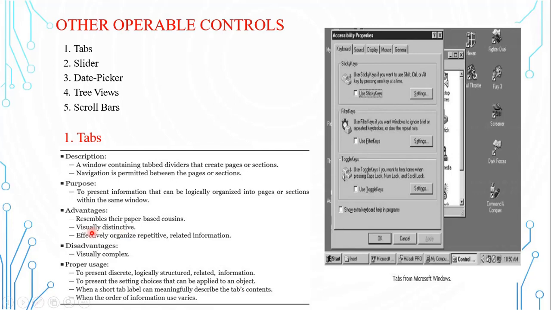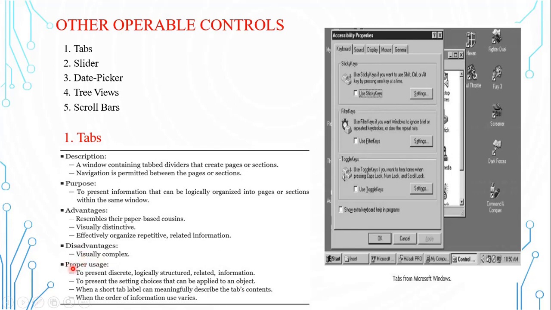You can look into the keyboard tab, next the sound tab, next the display tab, like this. You can go on looking into different information. It effectively organizes repetitive and related information. What are the disadvantages of tabs? It's visually complex. That is one of the disadvantages of tabs.